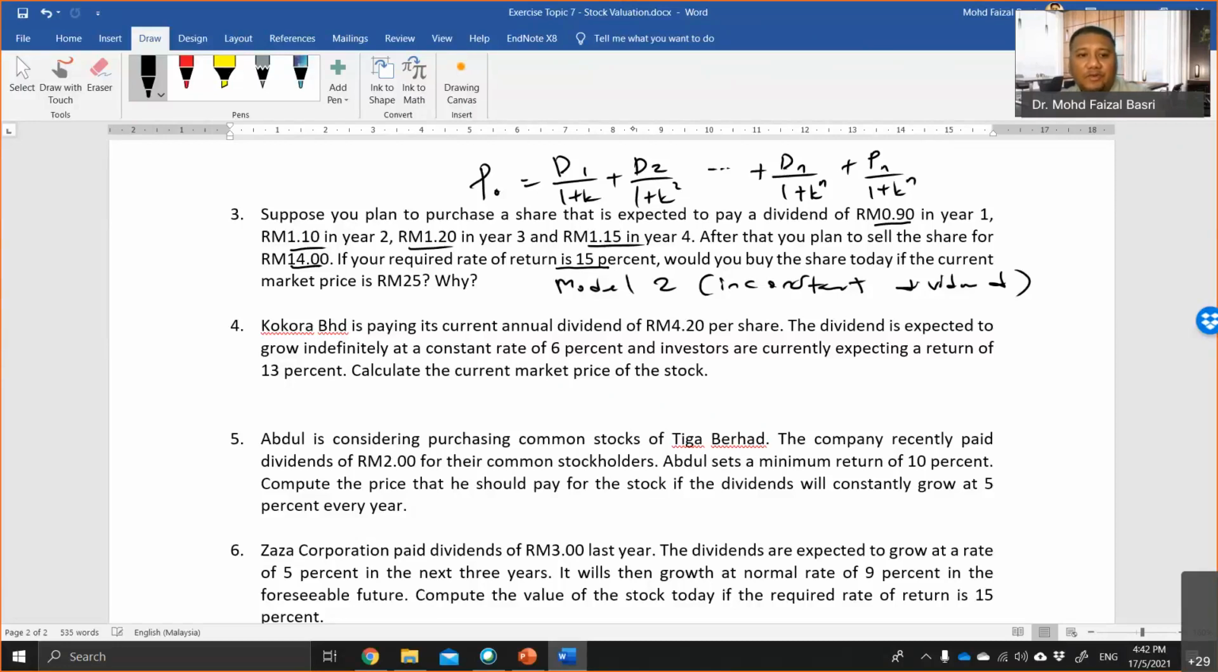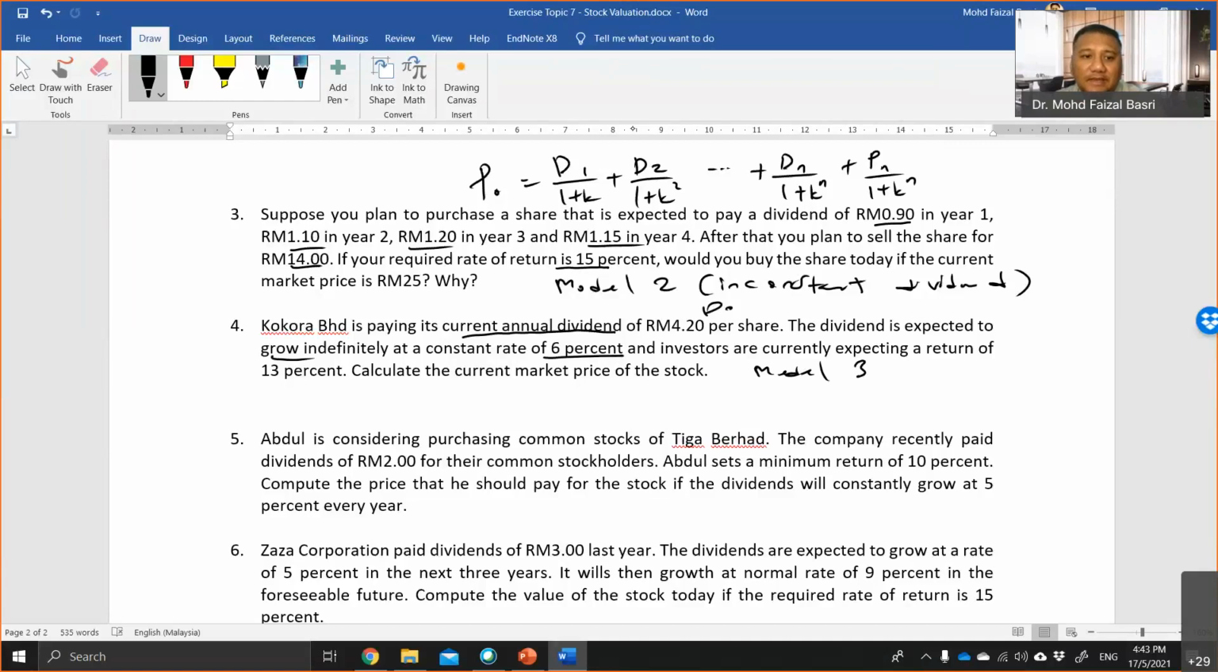So question number 4, Kokora Berhad is paying its current annual dividend. Okay, this is the current annual dividend, so this is D0, 4.20. And the dividend is expected to grow indefinitely at a constant rate of 6%. So we only have one growth rate, 6%. Okay, automatically we know this is model number 3, constant growth model, because the growth rate is only one, 6%.